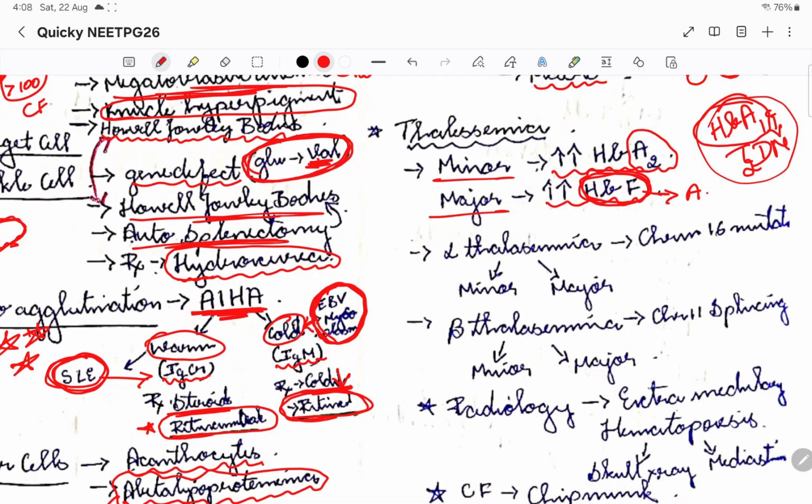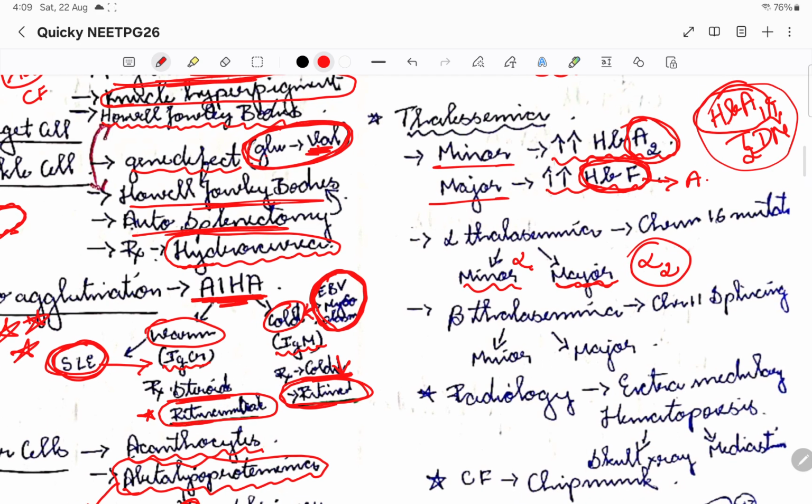That's it. Then there are alpha thalassemia and beta thalassemia. Thalassemia is minor and major, but there are two other types, alpha thalassemia and beta thalassemia. In alpha thalassemia the alpha globin chain is affected. It also has minor and major. Minor means, as we were telling, A2 is increased, whereas major means HbF is increased. Here the alpha chain is affected. Okay, here also the alpha chain is affected.